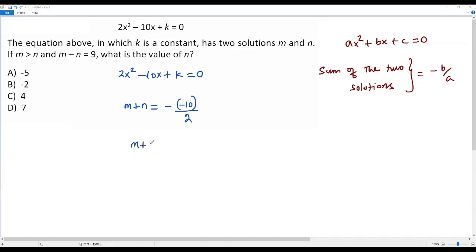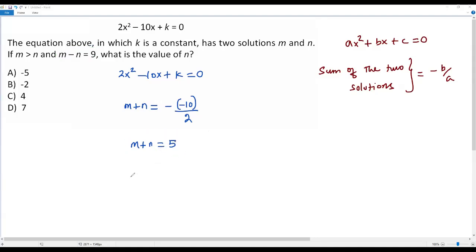Now let's find the value of m + n, which is equal to negative times negative is positive, 10 divided by 2 is 5. Okay, now I got a linear equation in terms of m and n, that is m + n = 5. Already we have a linear equation in the given information, that is m − n = 9. Now we can solve these two linear equations for n.